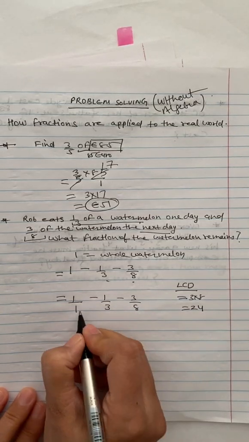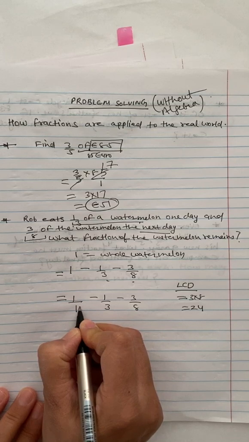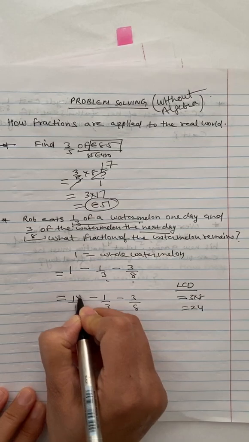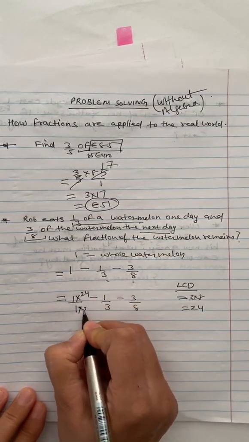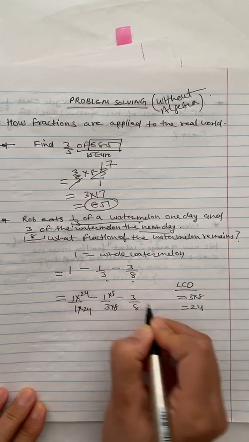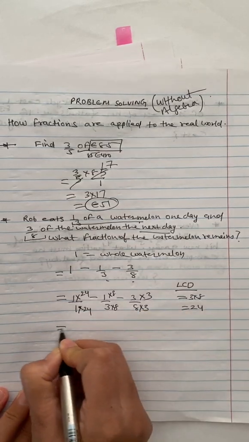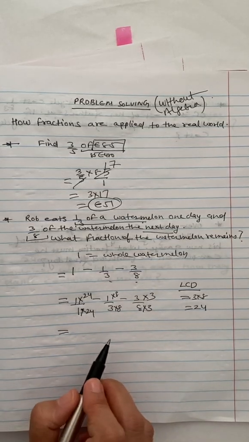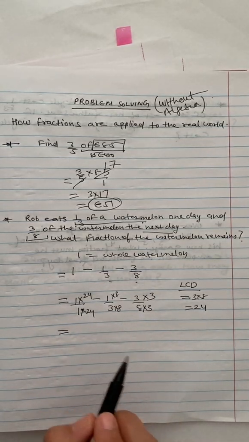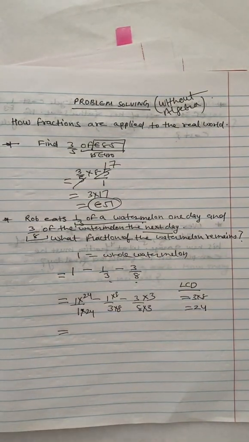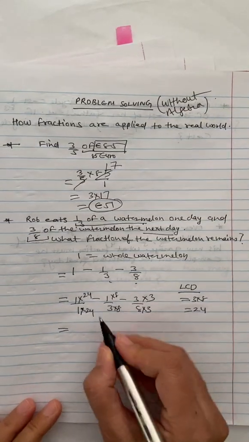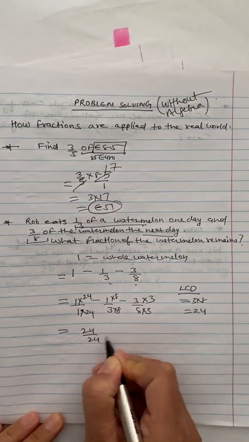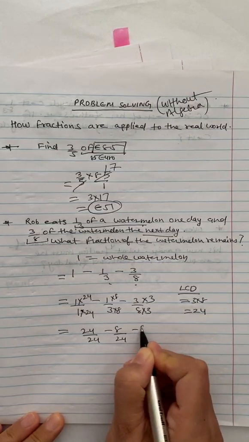3 over 8. So this we need to multiply by 24. This is by 8. And then this is multiplied by 3. So remember, when you add or subtract fractions, your denominator has to be the same. So that's why we took the least common denominator. So here we got 24 over 24 minus 8 over 24 minus 9 over 24.